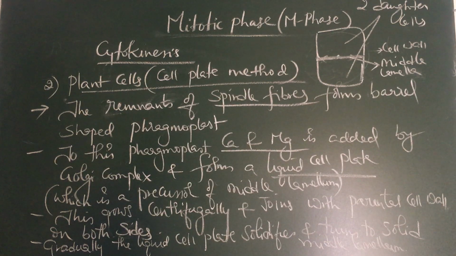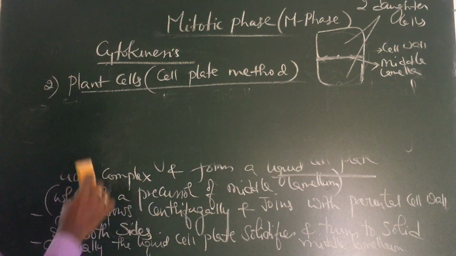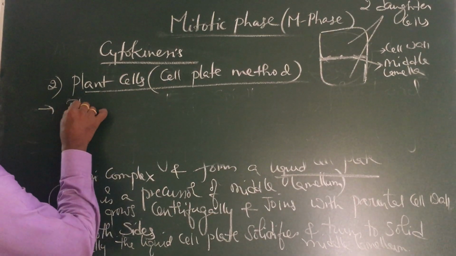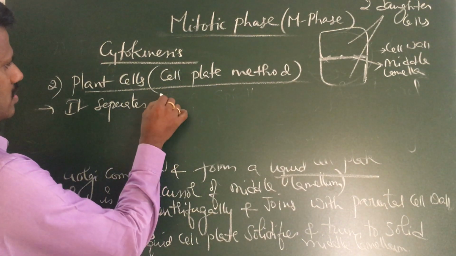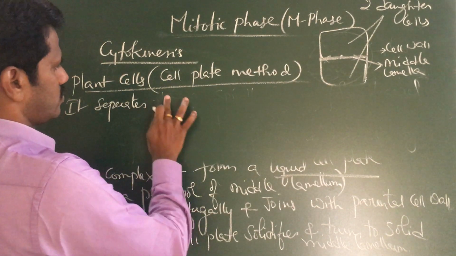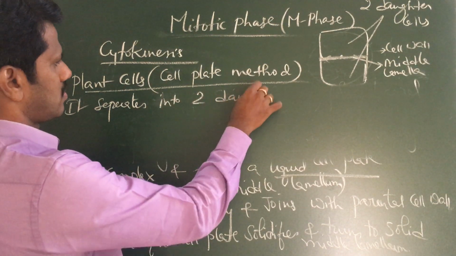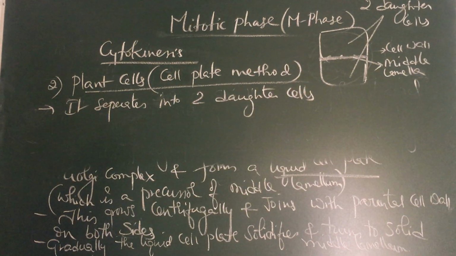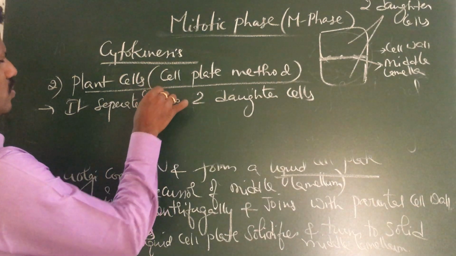Okay, right. Note down that point also. So this solid middle lamella will separate the cell into two daughter cells.